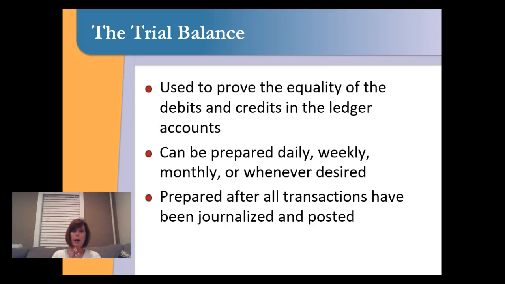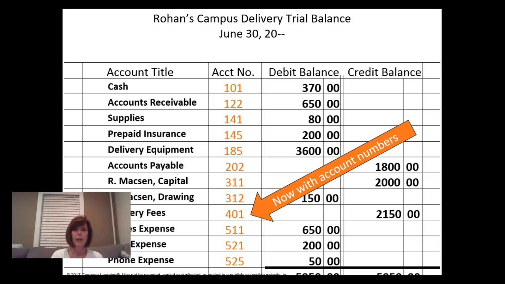So after everything is posted, we need to prepare a trial balance. We can do this daily, weekly, monthly. The trial balance is going to prove to us that our debits and our credits balance. If we are not in balance at this stage, we've had some sort of an error, and we'll talk at the end of this chapter about the kinds of errors that you can see and maybe how to identify which error has been committed.